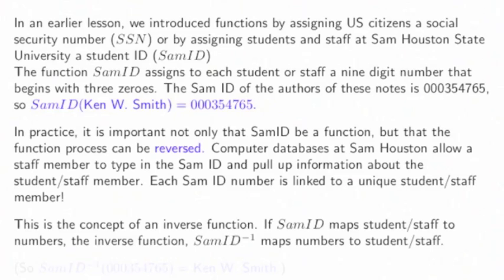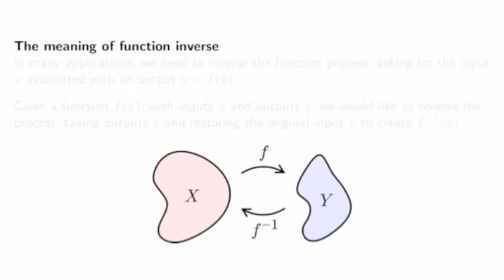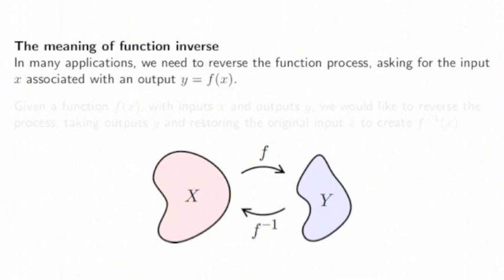If SAMID as a function maps student or staff to numbers, the inverse function, SAMID inverse, maps numbers to student or staff. So, for example, the inverse function of SAMID will take the 9-digit number 000354765 and map it to Ken Smith. In many applications, we need to reverse the function process, asking for the input x that was associated with an output y. Look at the picture below.